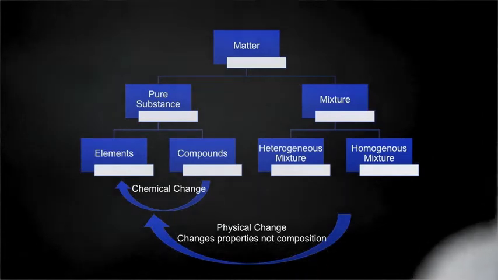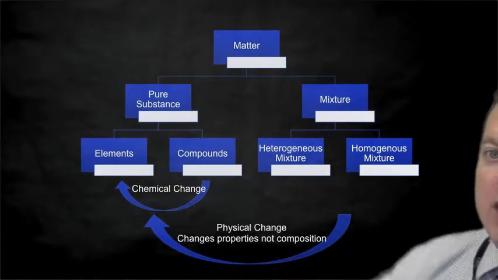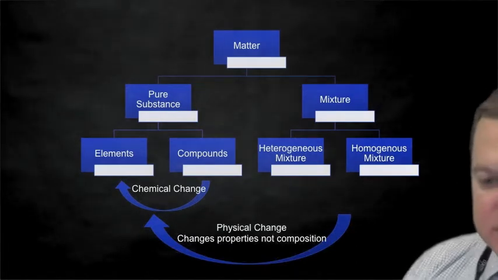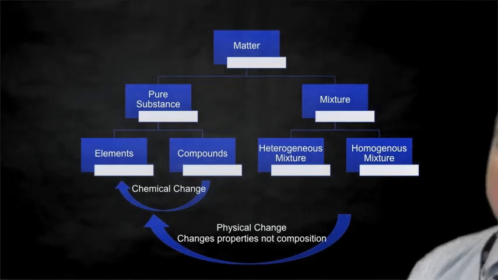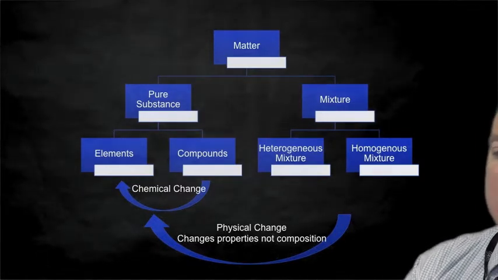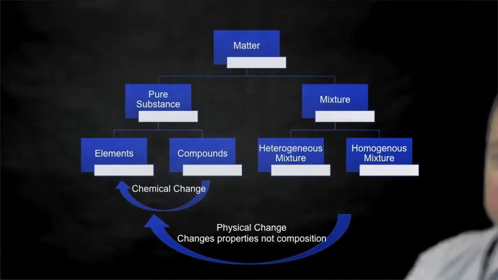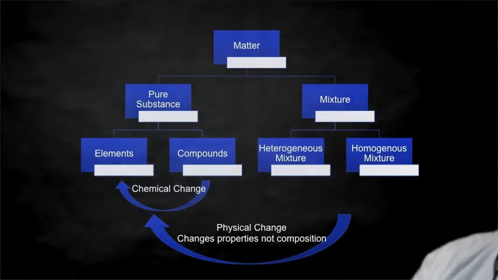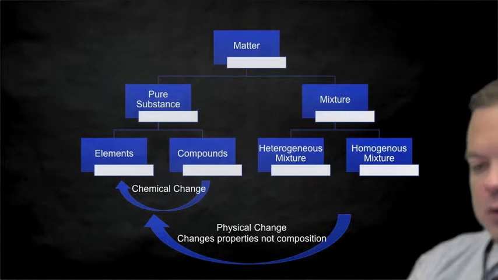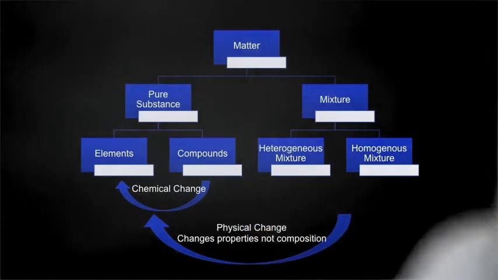We can subclassify those pure substances into the smallest component, which we call the elements, the smallest type of matter. We'll talk more about what those are in the next chapter. Or we can combine those elements, those small particles, together to form compounds. Both are classified as pure substances.